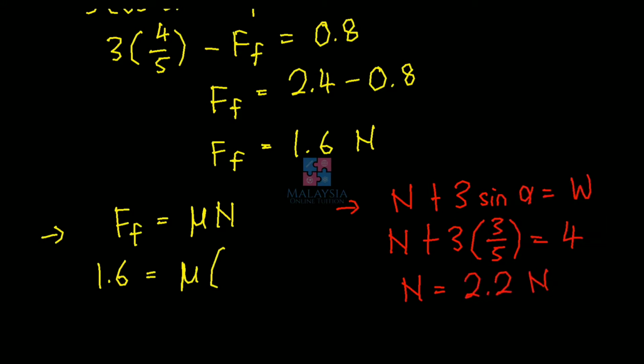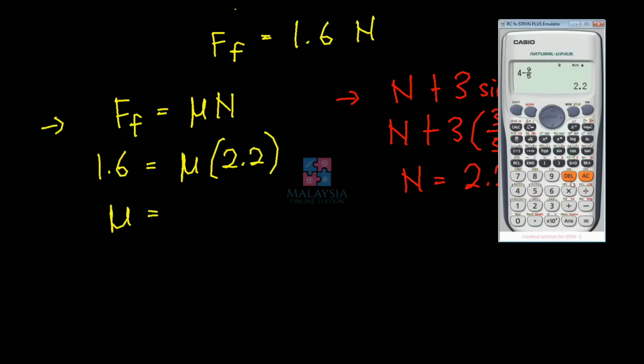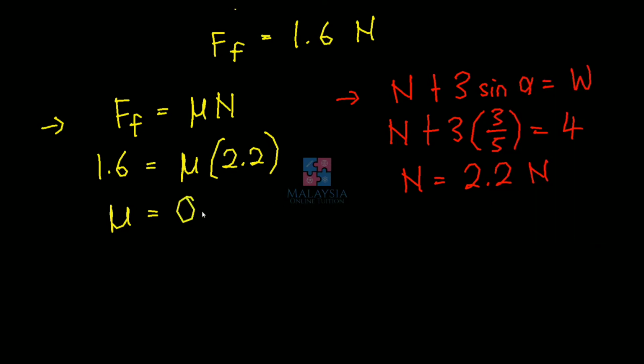Now replacing your 2.2 Newton inside the equation of your frictional force, finally you will get your value of mu as 1.6 divided by 2.2. You will get a final answer of 0.727, correct to 3 significant figures. And this will be the final answer for question number 2, part B.